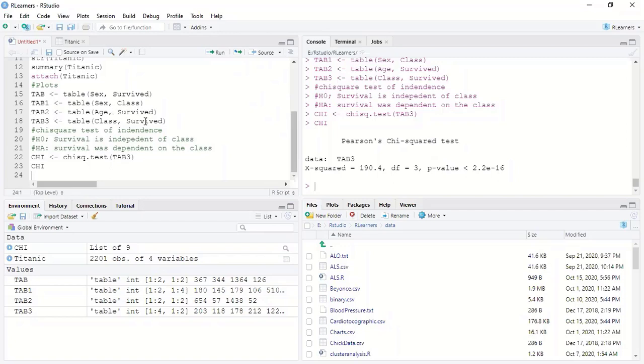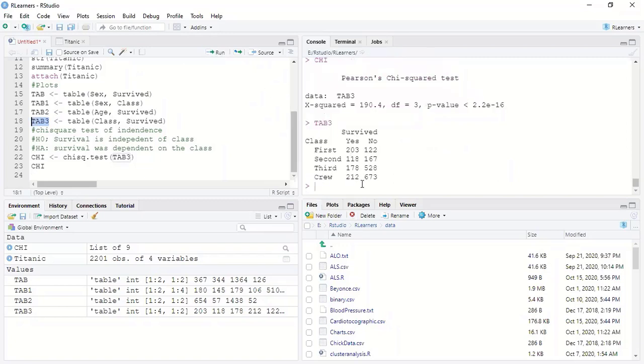And as you can see, if you look at tab 3 here, let's run tab 3. Look at the crew. So many of them died, and only 212 were saved. These are the largest categories of people who died. Then the third class died more, then 167, and then 122 in the first class. So fewer people died in the first class compared to crew, third and second classes. So if you are in the first class, your possibility of surviving was higher, because even if you look here, those who survived in the first class are more than others, except for the crew here. You can see the crew are a little bit more.